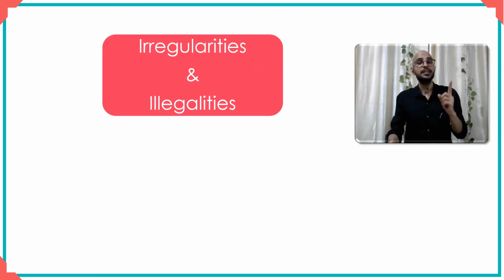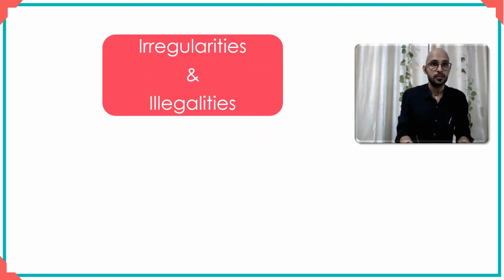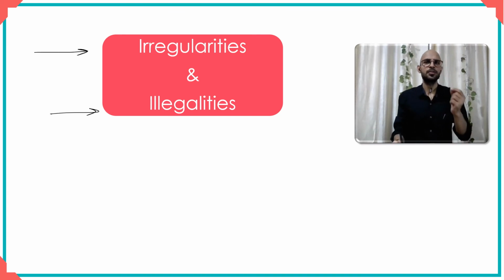So we've just seen that it might not always be appropriate for us to strictly follow the rules of procedure, which means that we might have to sometimes deviate from that, depart from that, and when we do so, it could either be an irregularity or it could be an illegality. Okay. Now what is the difference between these two words? Let me give you an example.